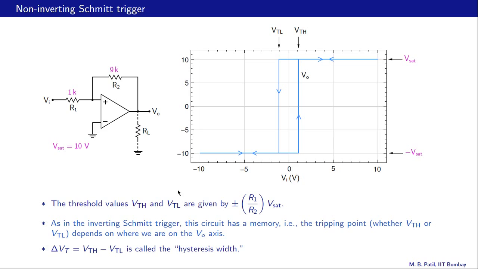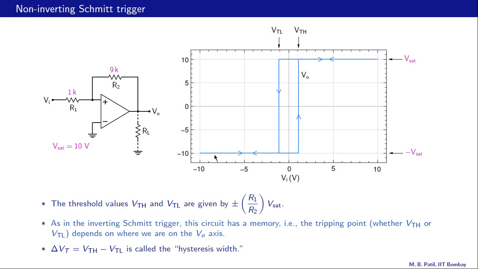Let us summarize the situation for the non-inverting Schmitt trigger. Here are the threshold values VTH and VTL. VTH is given by plus R1 by R2 times Vsat, and VTL is given by minus R1 by R2 times Vsat. And as in the inverting Schmitt trigger, this circuit also has a memory. Why do we say that? Because the tripping point or the threshold point depends on where we are in this VO versus Vi plane.